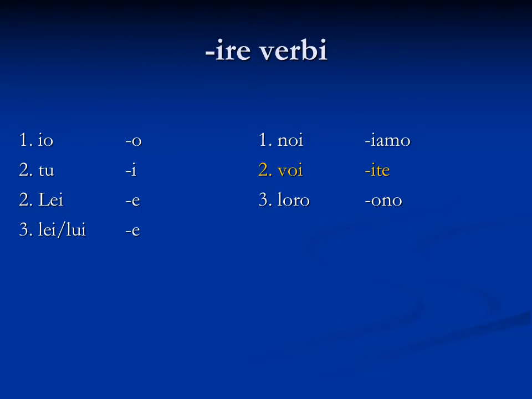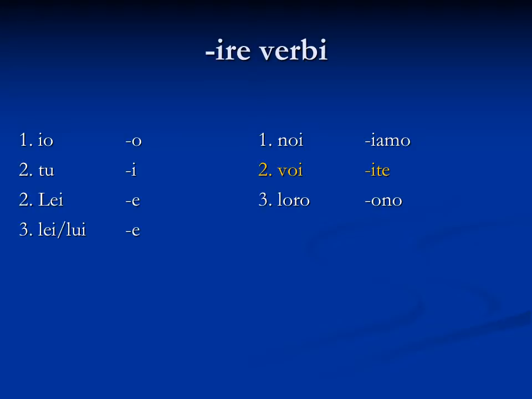Next, let's take a look at the endings for ERE verbi. Starting with the io form, we have io, o; tu, i; lei, e; lui, lei, e; noi, iamo; voi, ete; and loro, ono. Once again, without the subject pronouns: o, i, e, iamo, ete, ono.